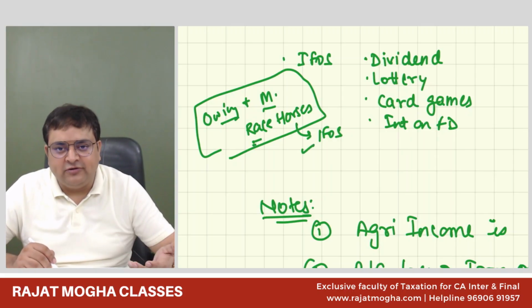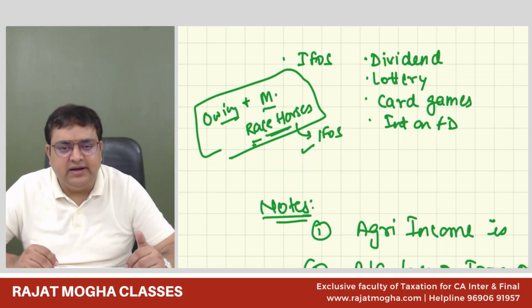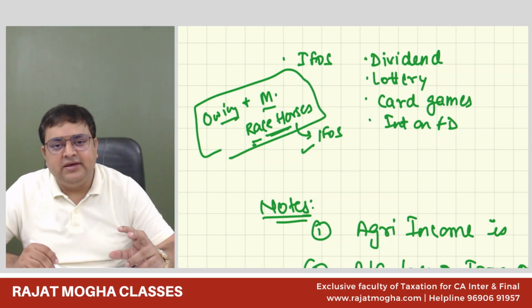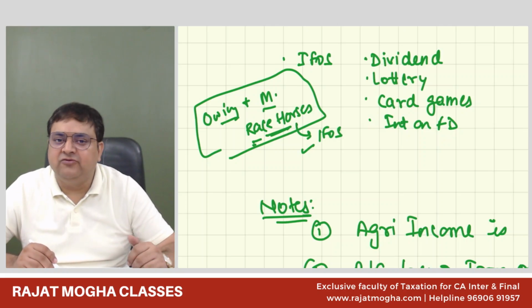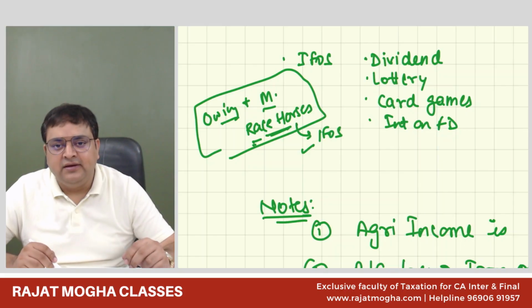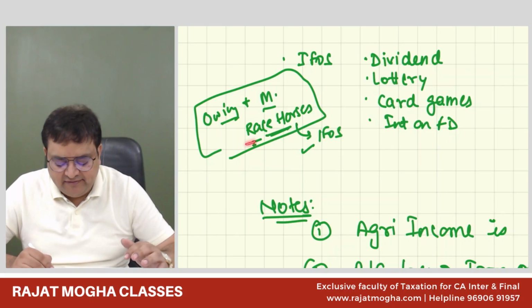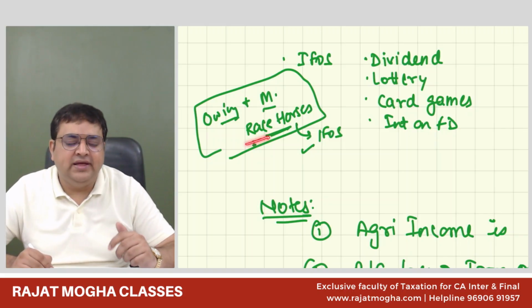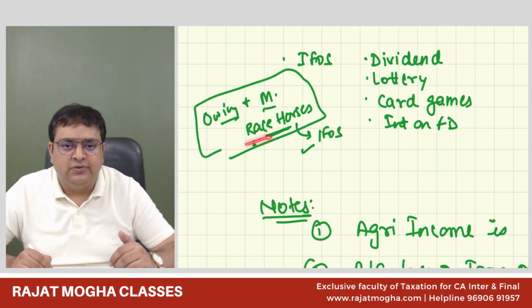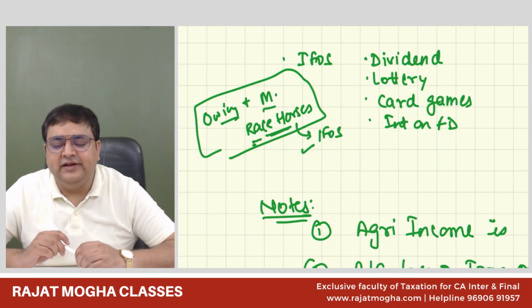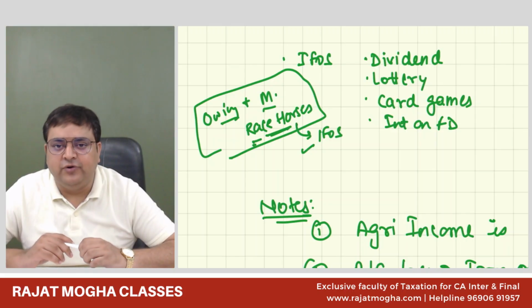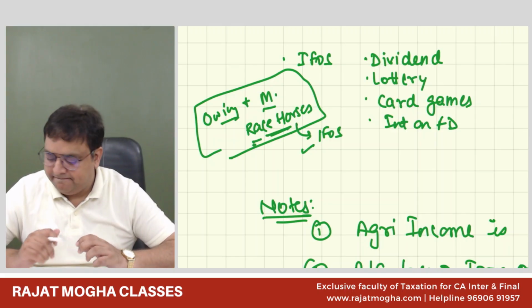Second thing, if there is a loss in owning and maintaining of race horses, if there is a loss in such kind of business activity, it can be carried forward to a maximum of 4 years. It is a kind of speculative, so 4 years. Also, if there is a loss in this activity of race horses, it can only be set off from race horses only. It cannot be set off from other income. Any other kind of income also, it cannot be set off. It can be set off only from race horses type of business activity, although it is covered under IFOS. Okay, sir.